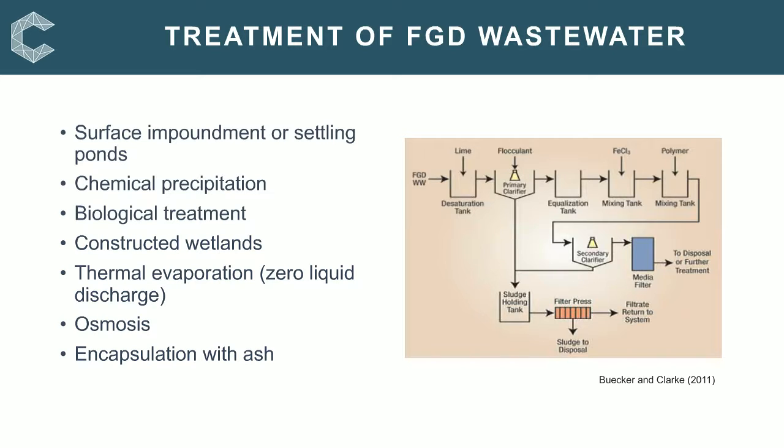So a chemical precipitation scheme is shown in this figure, and this involves pH adjustment, coagulation, flocculation, precipitation, clarification and filtration to remove the dissolved and suspended solids. And of course you can also add polymers to enhance the removal of heavy metals such as mercury.